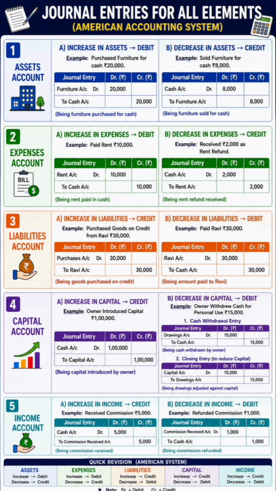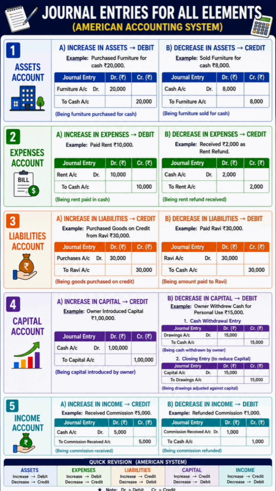Expenses account, increase in expenses. Whenever you are paying rent or commission, interest, all of that is an increase in the expense. Increase in the expense should be debited. Rent account, in case you are paying rent, the account should be debited. How are you paying the rent? Through cash you are paying the rent. Cash is an asset. So whenever you pay rent, cash will be reduced. Is it an increase or decrease? Decrease in the cash. So decrease in the cash should be credited. Rent account debit to cash account.